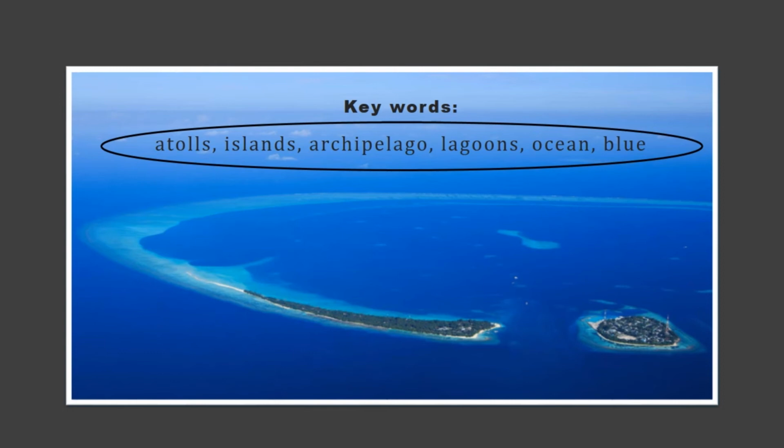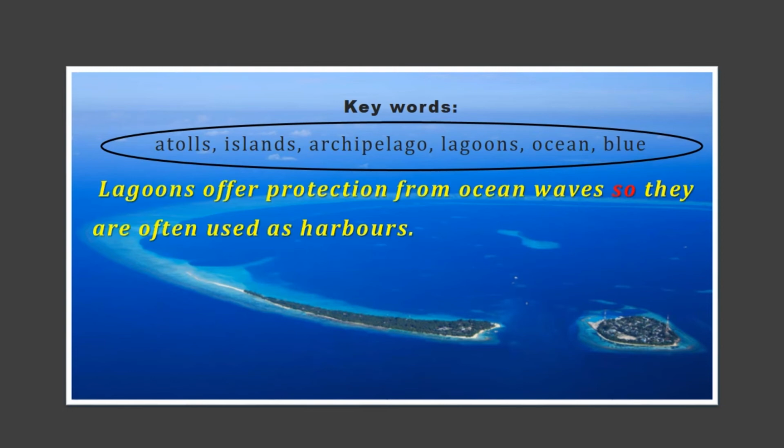Let's have a look at the first sentence I wrote. Lagoons offer protection from ocean waves, so they are often used as harbors. The word so here is the coordinating conjunction. Lagoons offer protection from ocean waves. One fact, they are used as harbors. Another fact. I have joined these two and made one long compound sentence.